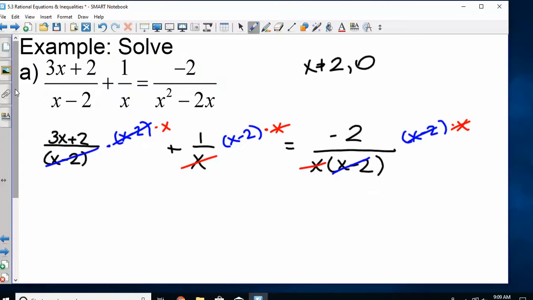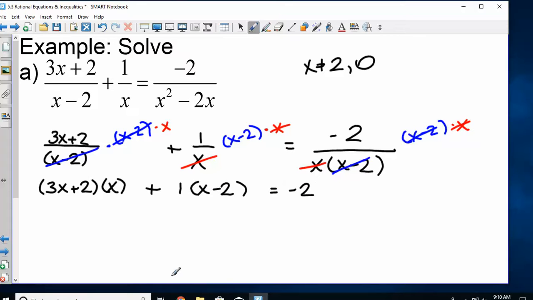Okay, so now let's simplify this. We have 3x plus 2 times an x. I know you might go ahead and multiply these out. I'm just writing everything so you can see exactly where it's coming from, but you don't necessarily have to show this many steps. Alright, so if I distribute this, we get 3x squared plus 2x plus x minus 2 equals negative 2.